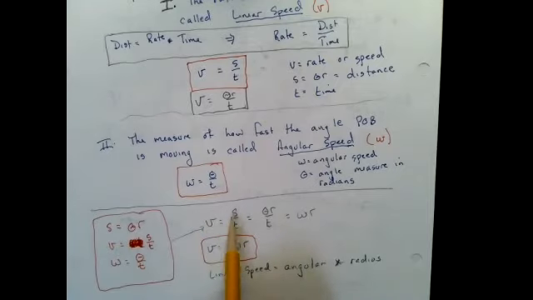I started with linear speed equals arc length over time. Arc length is theta R, and the theta over T here is like the theta over T here. I could replace that with W and come up with another formula. But these are the three I really want to start with.